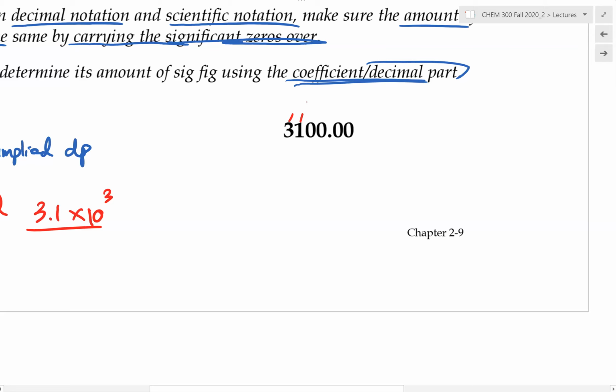And now in this case right here, this 40 is also significant as well. And the reason why is because the decimal point is being specified. So this is being specified, and that's why the trailing 0 would be significant. And now in this case, all of these are significant. So we have 1, 2, 3, 4, 5, 6 significant figures in this value.